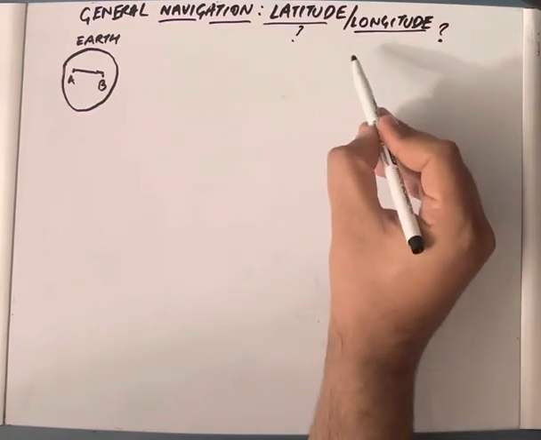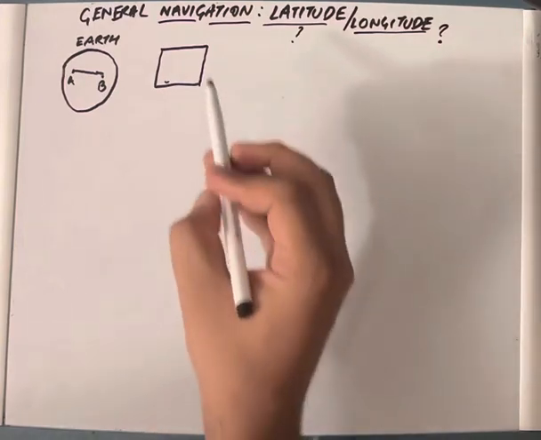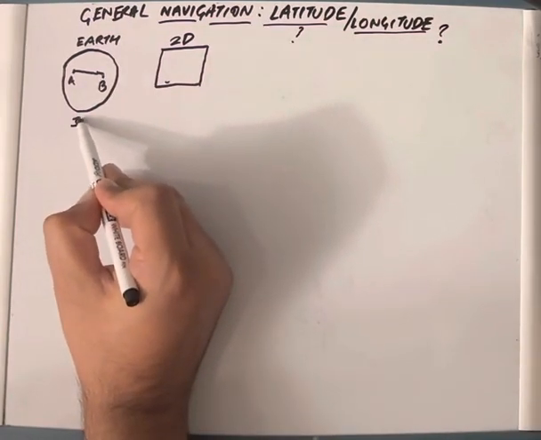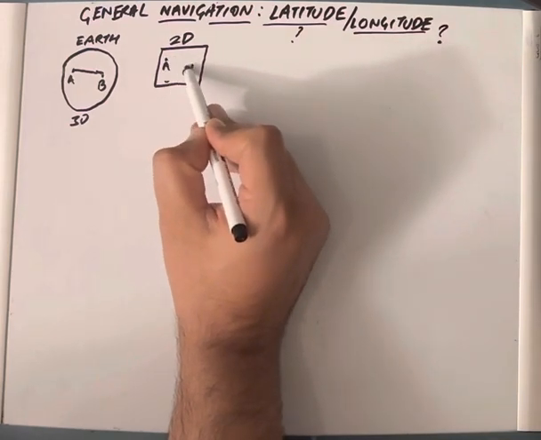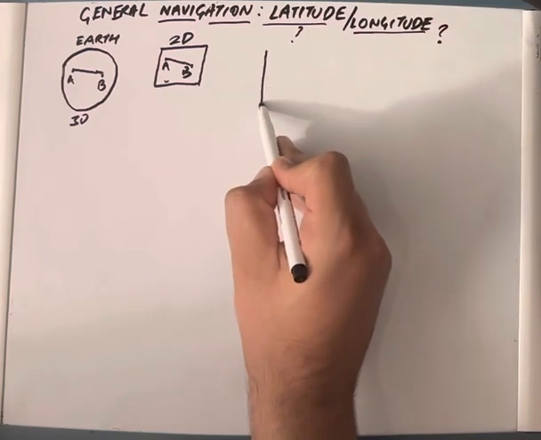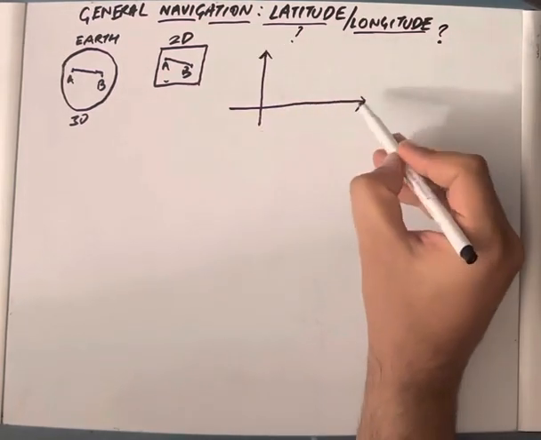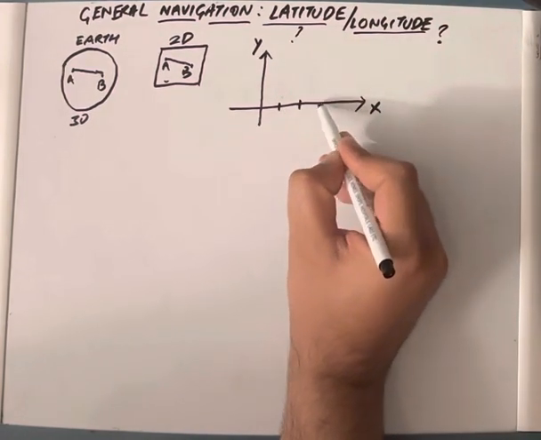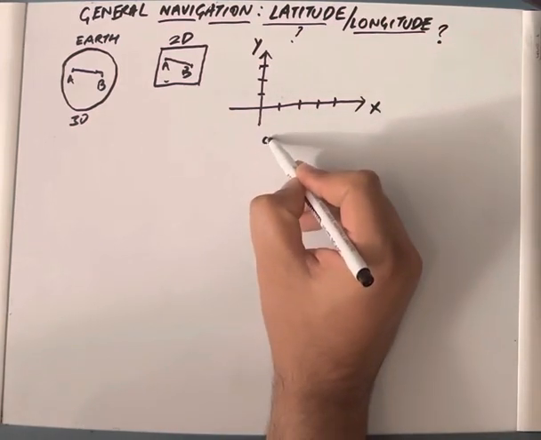Suppose the Earth was as flat as a piece of paper, so we could draw a map on it. We all know that the Earth is a spheroid in 3 dimensions, but if it was flat in 2 dimensions only, then to go from point A to point B we would still need some measurements. So we would represent point A and point B on a graph, with an x-axis and a y-axis. This is also called the Cartesian coordinate system.